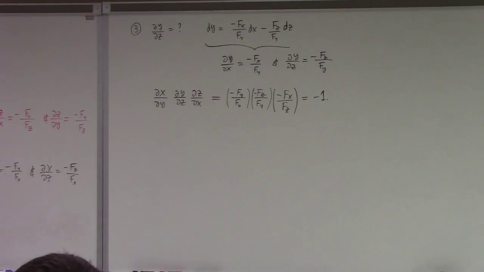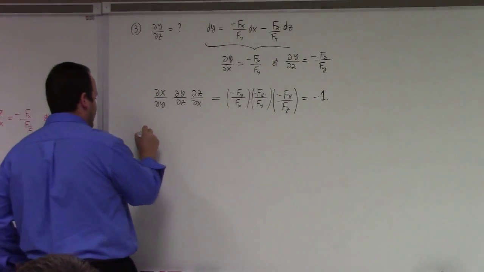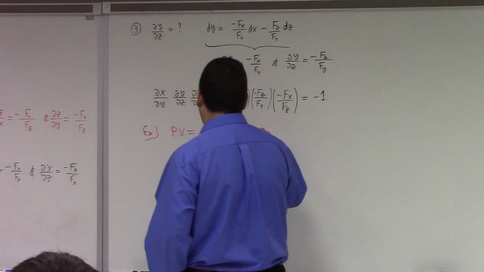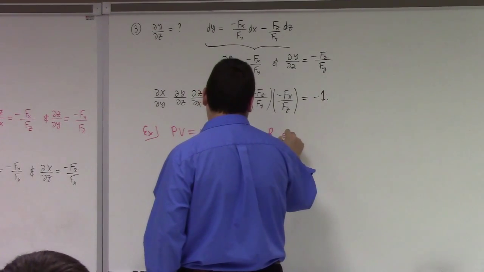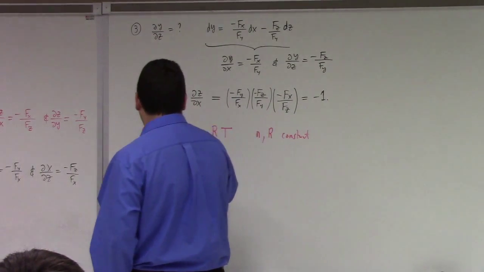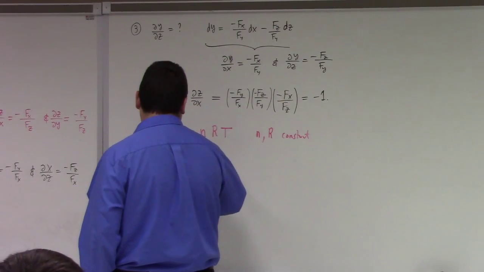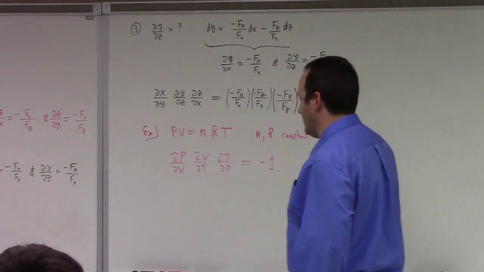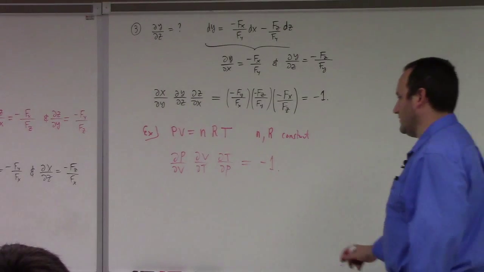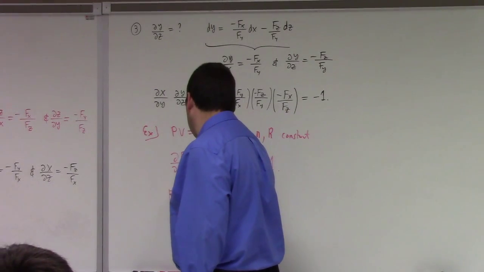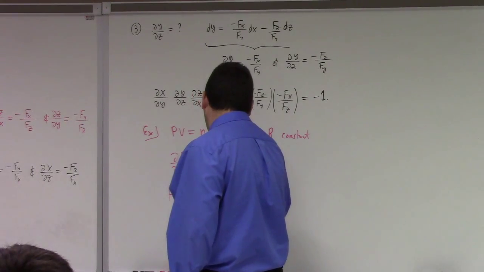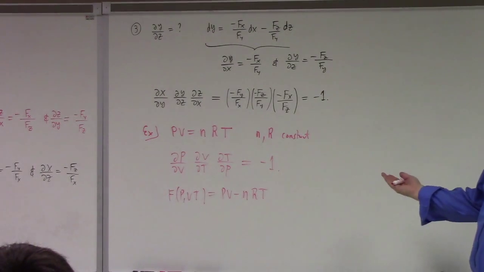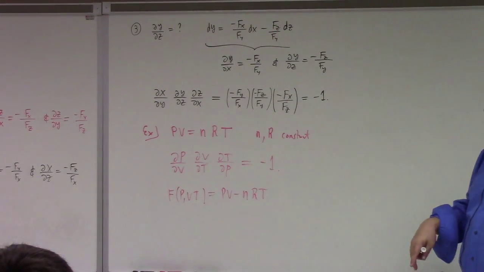Of course, by the way, I should mention a perfunctory example. If you have PV equals nRT, where n and R are constant, then by the same logic, partial p partial v, partial v partial t, partial t partial p is minus 1. Here I've just let f of p, v, t equal pv minus nRT. And of course, now that I gave you a formula, you could actually work out that it's minus 1 in terms of explicit partial derivatives, right?